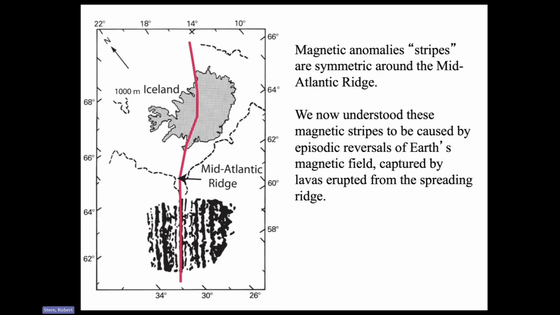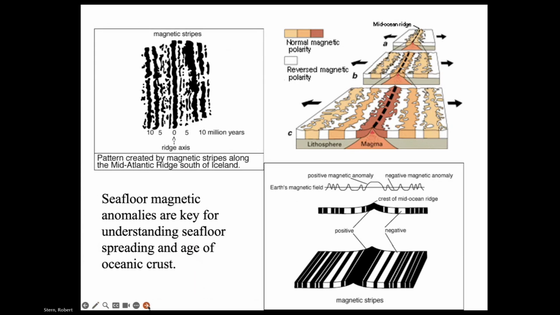We now understand these magnetic stripes to be caused by episodic reversals of Earth's magnetic field, which were captured by lavas when they were erupting from the spreading ridge. Like this. Here's that pattern. Here's the way it's interpreted. This is in the past. This is today. So in the past, you had spreading there.